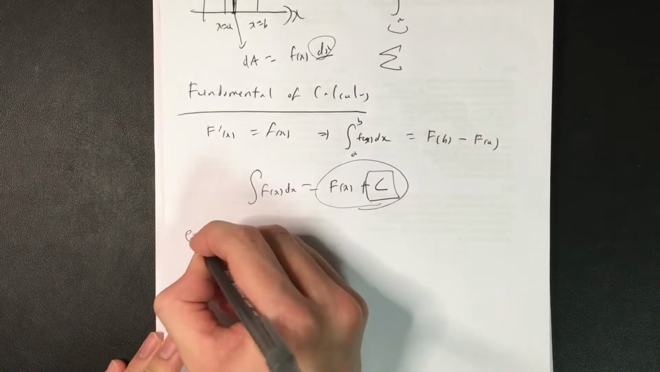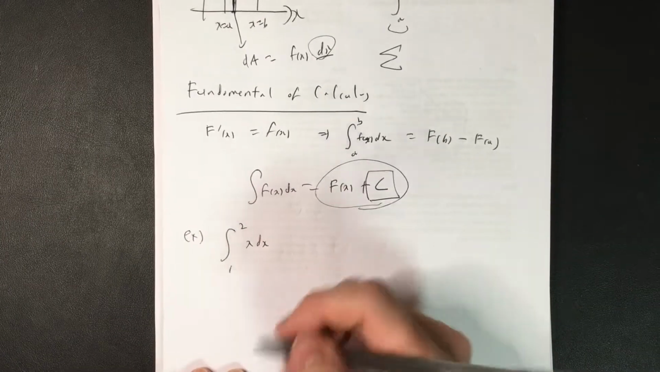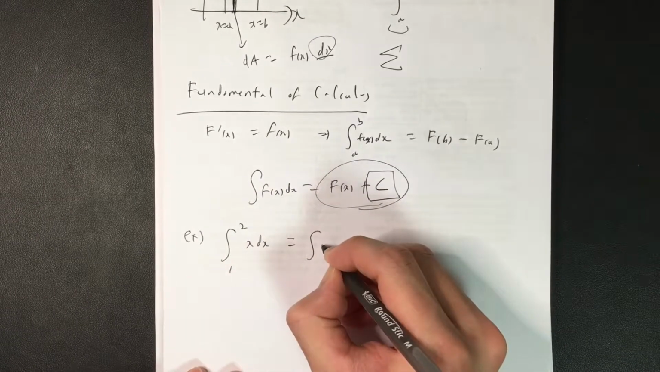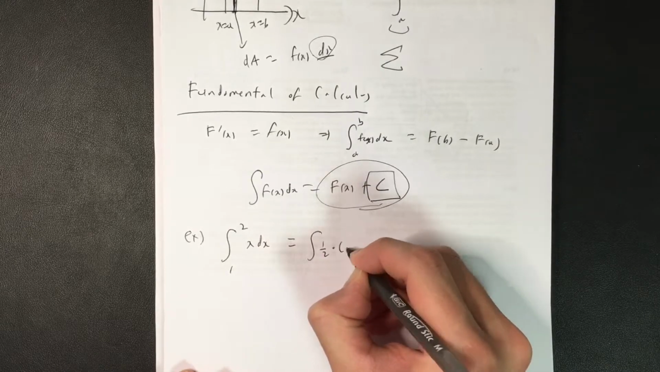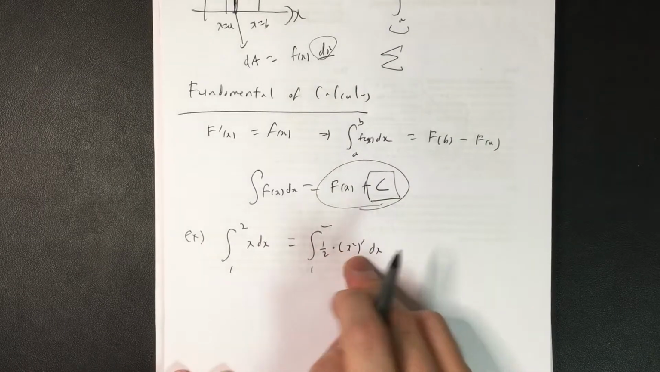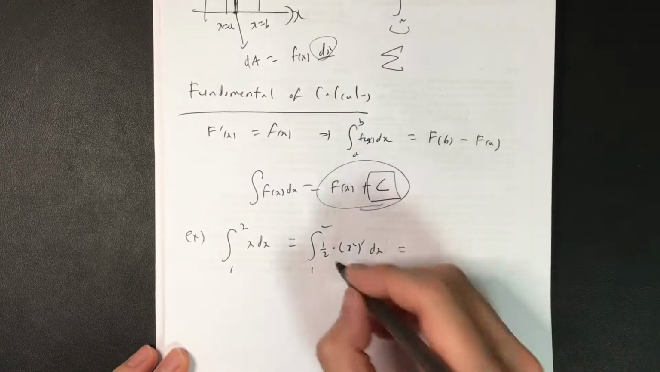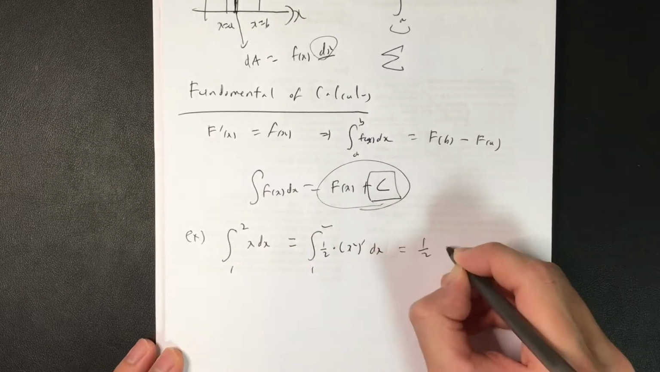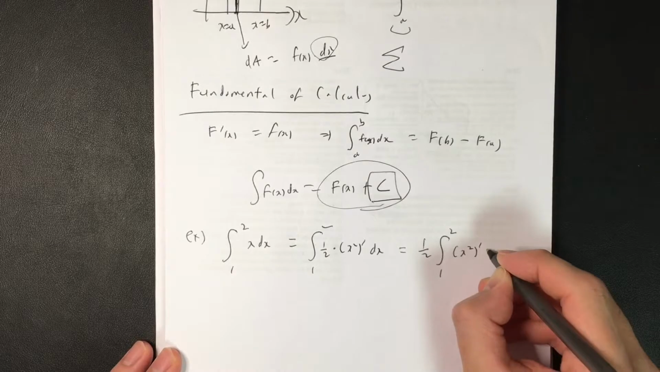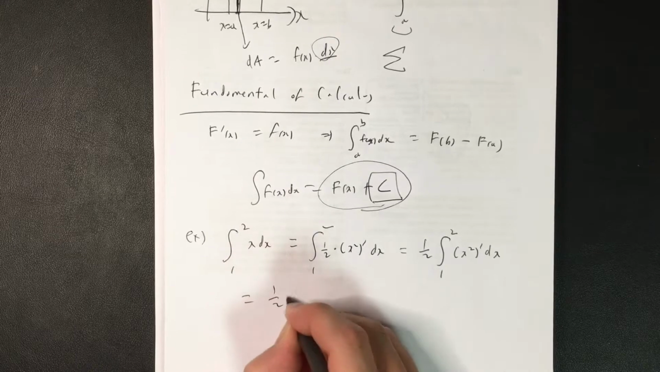So let's do an example. Integration of x from 1 to 2. Now, the function x equals 1/2 times derivative of x squared, because derivative of x squared equals 2x, and the 2 would be cancelled out with this 1/2. And similar to derivative, I can take out the constant for integration. So this equals 1/2 times the integral from 1 to 2 of the derivative of x squared dx.